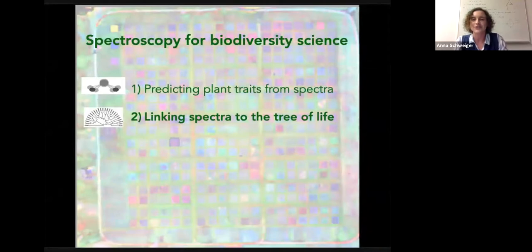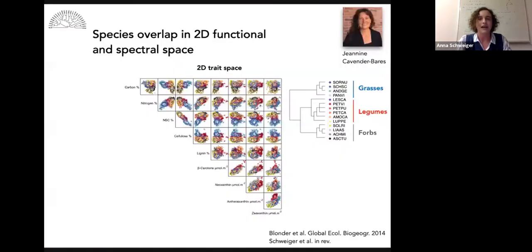All right, so we know that chemical and structural traits of plants determine their spectral response. Assuming now that plant species differ in their chemical and structural characteristics, we can now start thinking about linking spectra of plants to the tree of life. But before we dive into this, let's take a little step back and think about plant species and their functional and spectral differences. Here you can see the positions of 14 prairie species indicated by different colors in functional trait space.